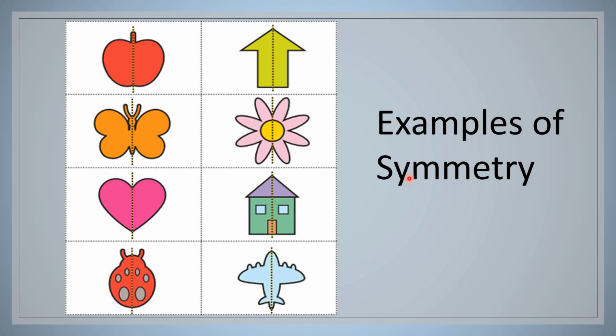So these are more examples of symmetry. As you can see, there's an apple, arrow, butterfly, flower, heart, house, a beetle, and aeroplane. So when you draw a line of symmetry, you can see all these figures have the exact same part on the other side. So these are symmetrical figures.